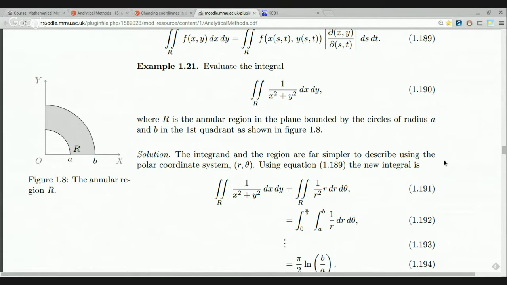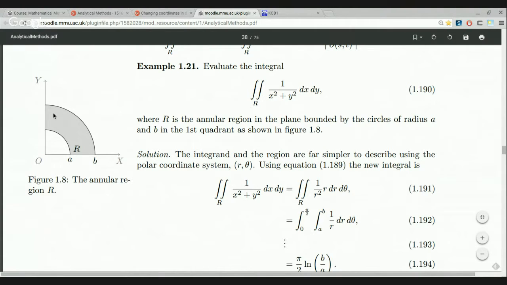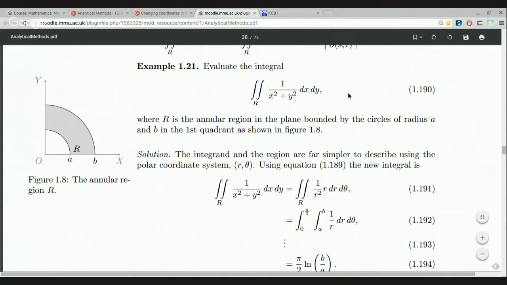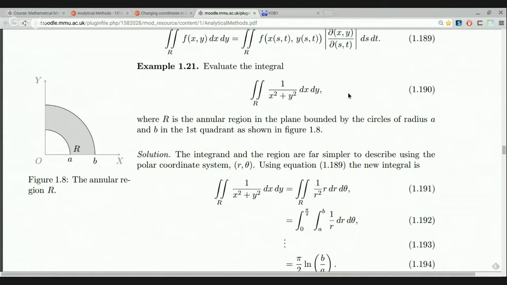Now, both the region we've been asked to integrate over and the function we're asked to integrate are very circular. The region is an area between two circles, so that's obviously very circular. And for the function, 1 over x squared plus y squared, the sum of squares x squared plus y squared is of course equal to the square of the radius. So the integrand is very circular as well.